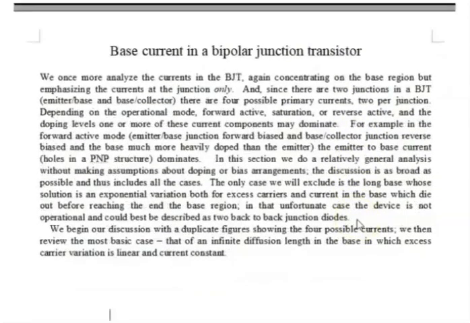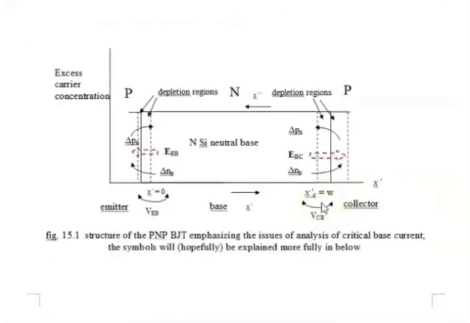Okay, first let's start off with the mathematics. The base currents in a bipolar junction transistor. There are 4 injections that we'll be looking at here. The base is the important thing. What happens at the emitter and the collector is of secondary importance.